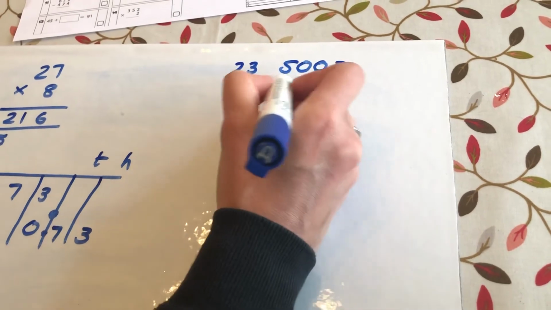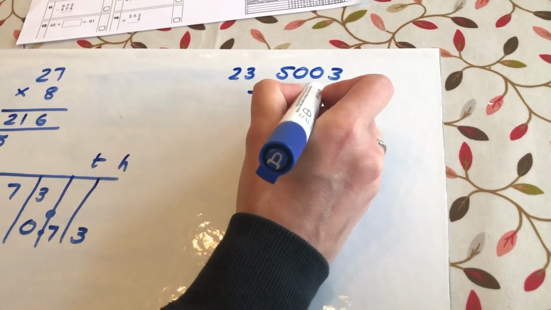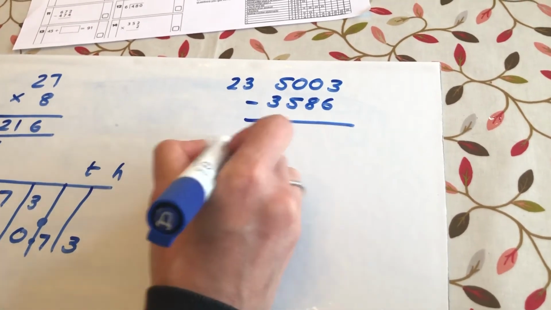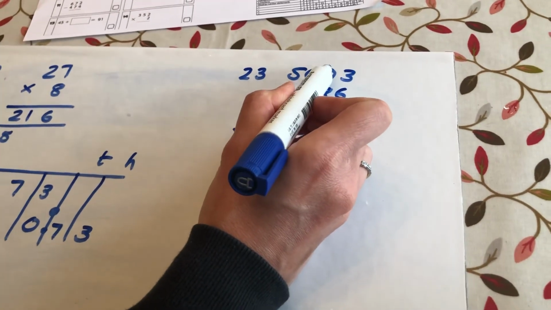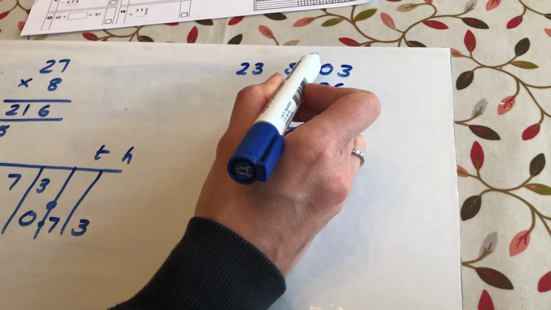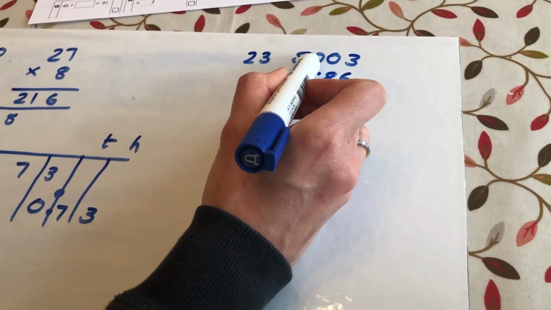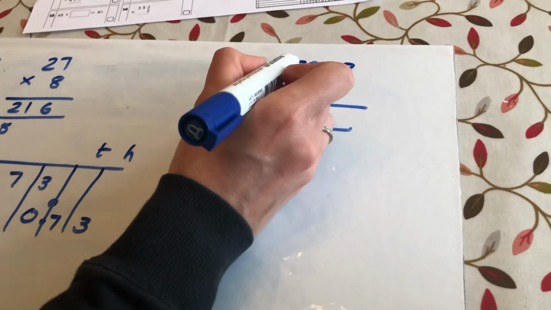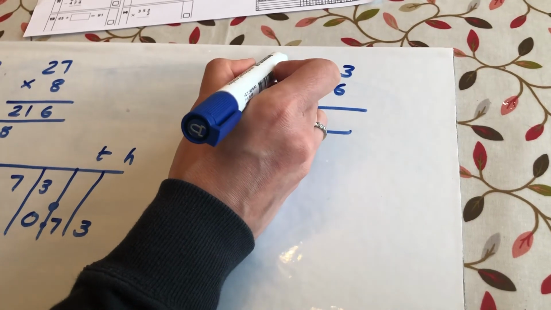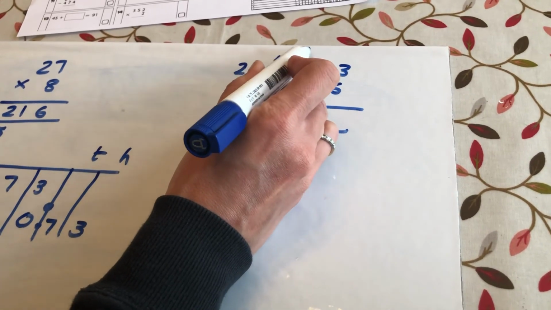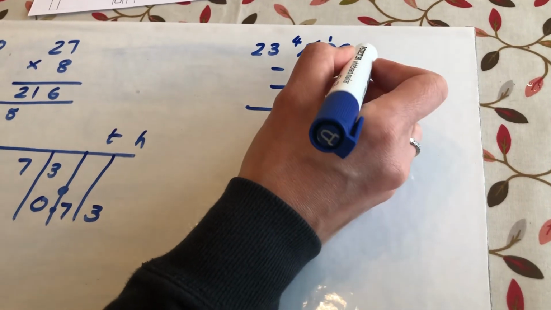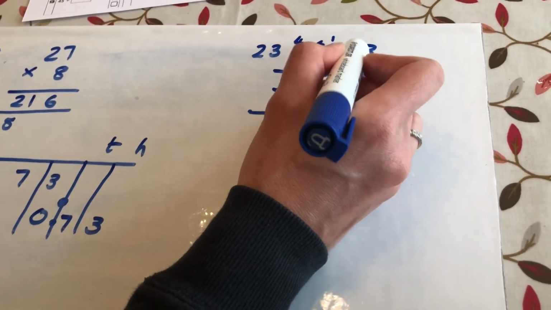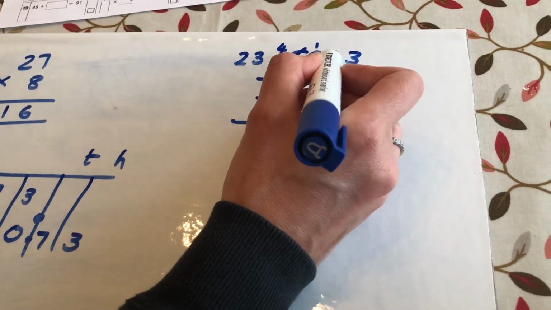Question 23, 5,003 minus 3,586. 3 minus 6 I can't do, and I'd normally exchange from the next column, but I haven't got anything there. So I go to the next column, haven't got anything there. So I'm going to go all the way into my thousands. My 5,000 becomes 4,000, but it goes into the next place value, 10 hundreds. This still isn't going to help my 3. So I go to my next column, nothing there.